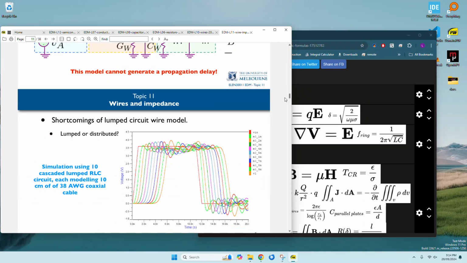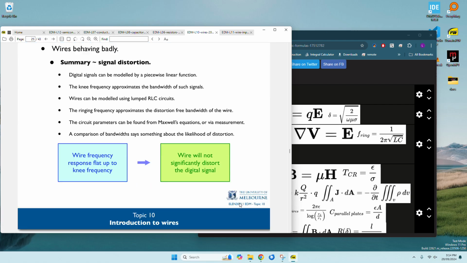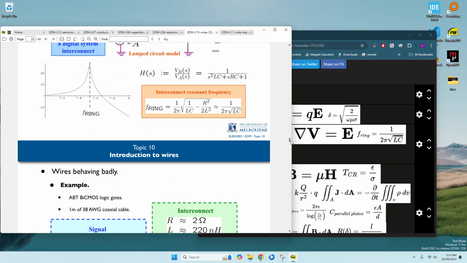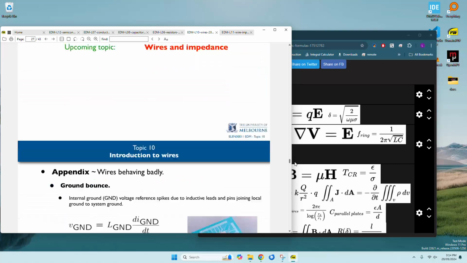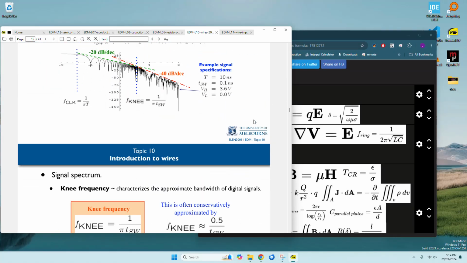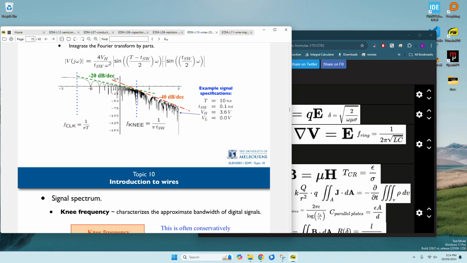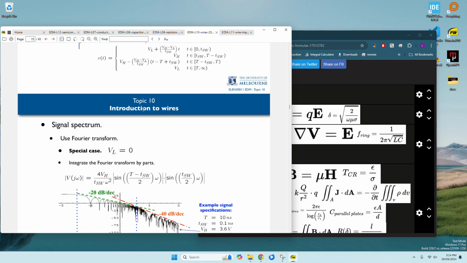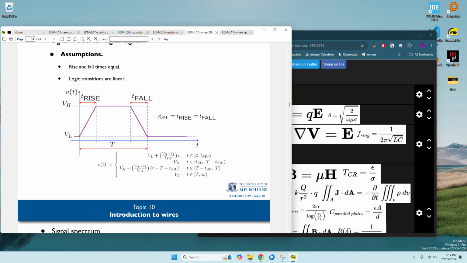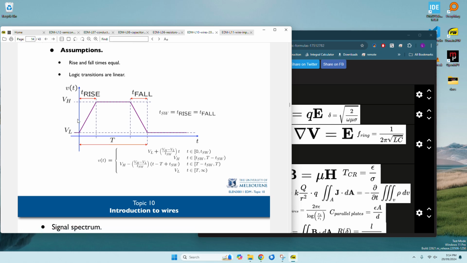Where's the... No, it's not this one. Knee frequency. That's the ringing frequency. And the reason it's called a knee is very intuitive. Here we go. So it's the knee part of this goes down at 40 decibels a decade. And yeah, so this is the T rise and fall, which is equal to T switch. We approximate them as equal.